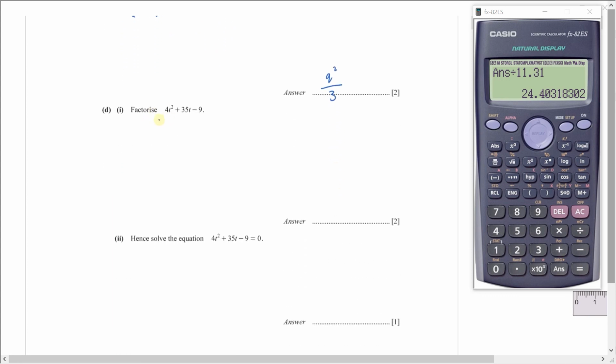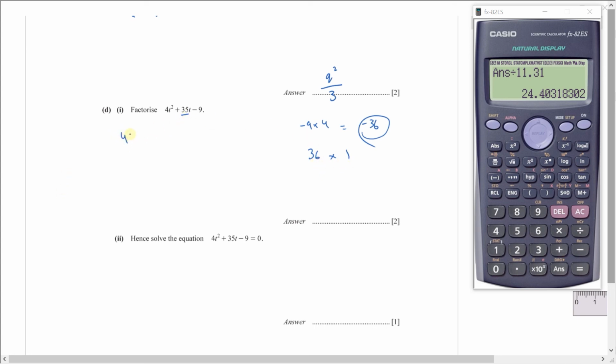Part D, part 1 is factorize this expression. So if I multiply the coefficient of t squared, which is 4, and the constant, which does not have any t with it, this will be minus 9 times 4, which is minus 36. So since it's a negative sign, I have to look for factors of 36 which, if I subtract, I should get this middle number, 35. So it's pretty simple, 36 and 1. If I multiply them, I will get 36. If I subtract 1 from 36, I get 35.